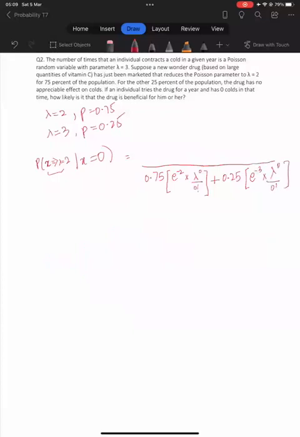this is the given part and then we know they are saying that given this, what was the probability that the drug is beneficial for the person. So the drug is beneficial with the probability 0.75. In this case lambda reduces. So again we have e to the minus 2 and they had 0 colds. So again, okay, here instead of lambda I can just write 2, but I haven't. Okay, let's just do that.